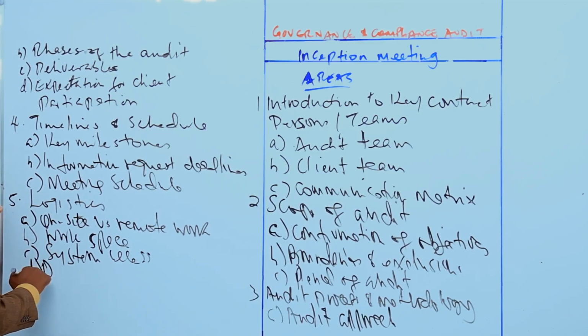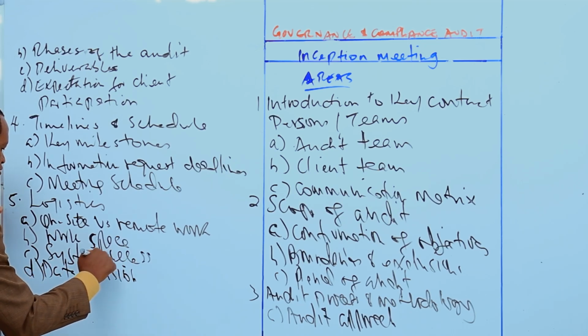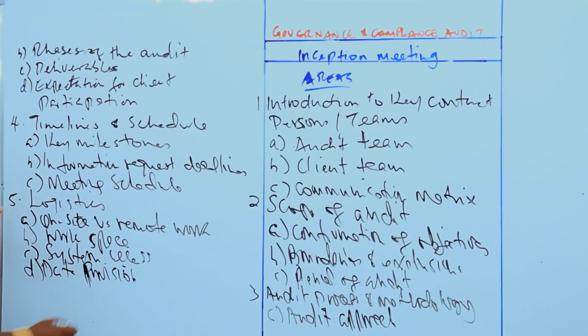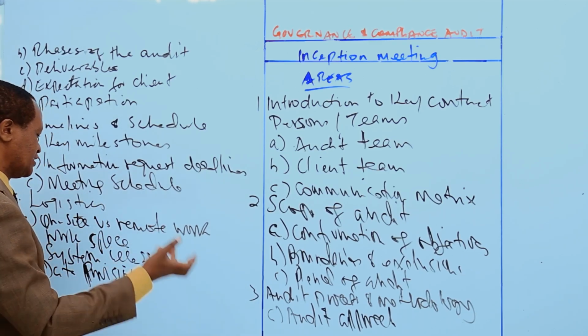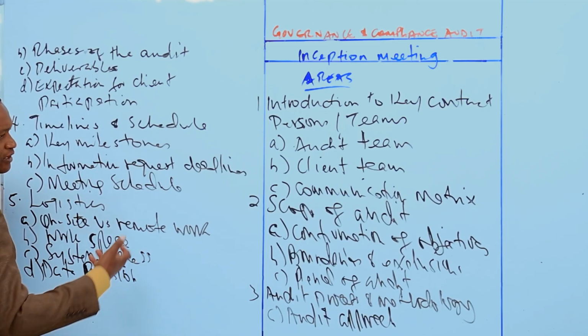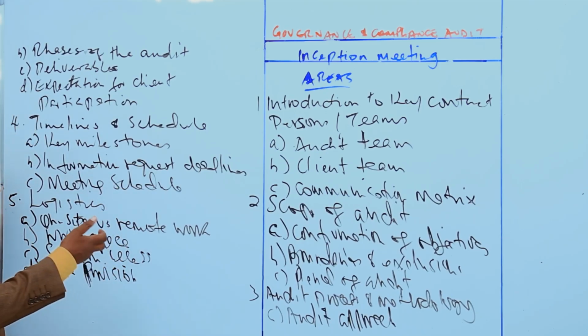Data provision. Clarify the preferred format for data and document provision. For example, is it secure file transfers or SharePoint access or physical copies? The auditor should clarify in what format the information that is requested is to be provided.